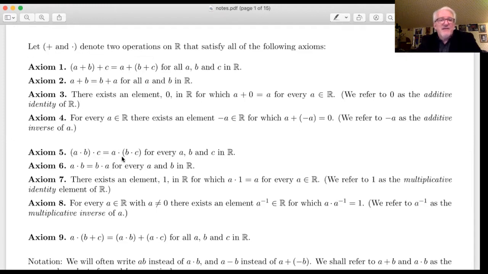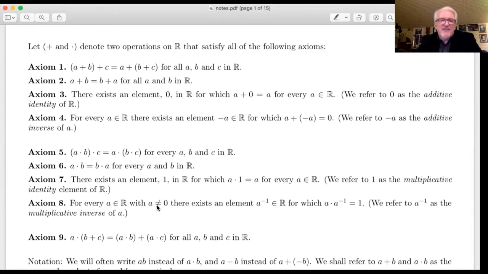This first one says that multiplication is associative. It says multiplication is commutative. It says that there's an identity element in the real numbers under the operation of multiplication. And this fourth one has a little proviso here. What it says is that if I have a non-zero element, then there's always a multiplicative inverse for that element.